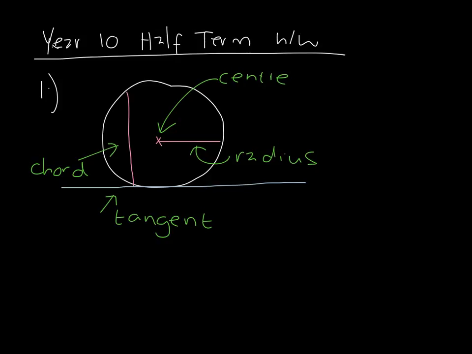Now, one of the lines wasn't marked, which is the diameter. If we just draw one in from circumference to circumference, passing through the centre, this dotted line is the diameter.